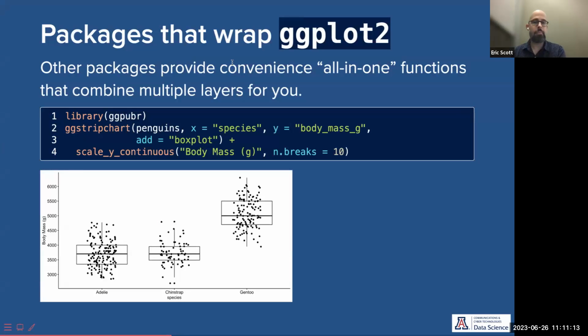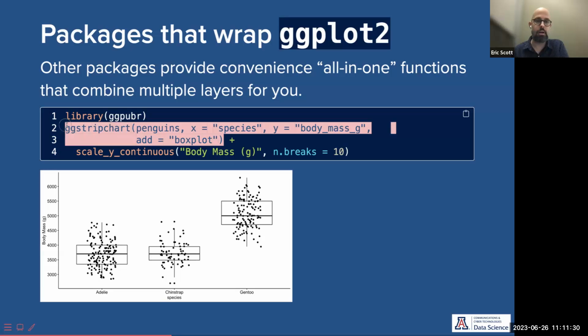And then an example of a package that wraps ggplot2 is called ggpubr, and it has this function ggstripchart. You'll notice this doesn't start with ggplot, it doesn't have an aes in it, it doesn't look like the ggplot code we've been seeing, at least this first part. And it creates this thing that's got multiple layers already built into it. It's got the box plot, and it's got the dots that are already jittered.